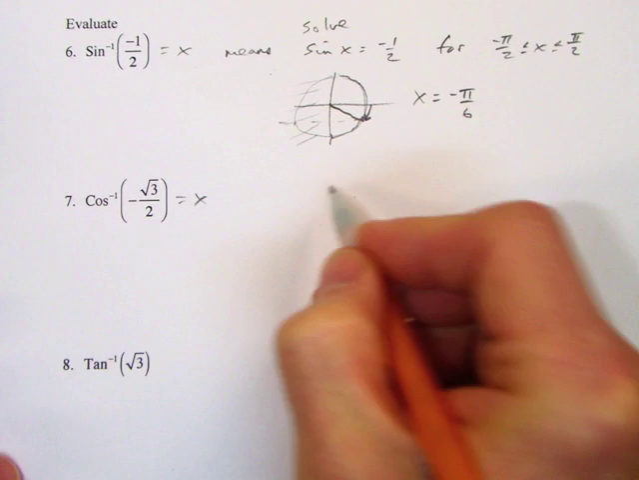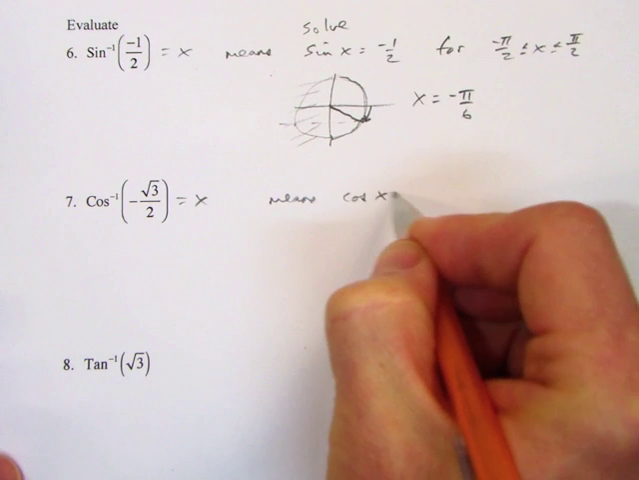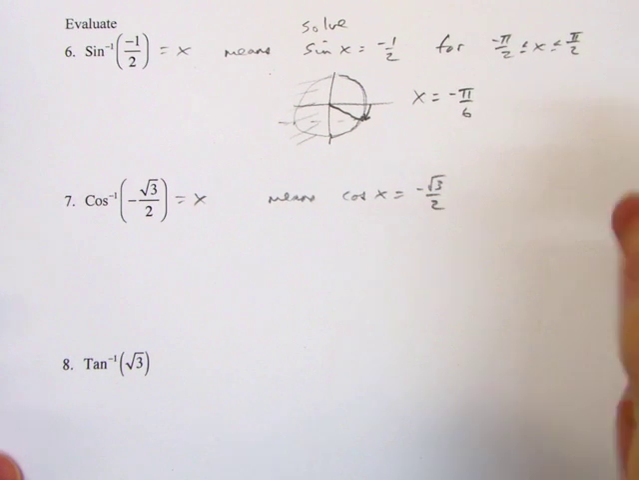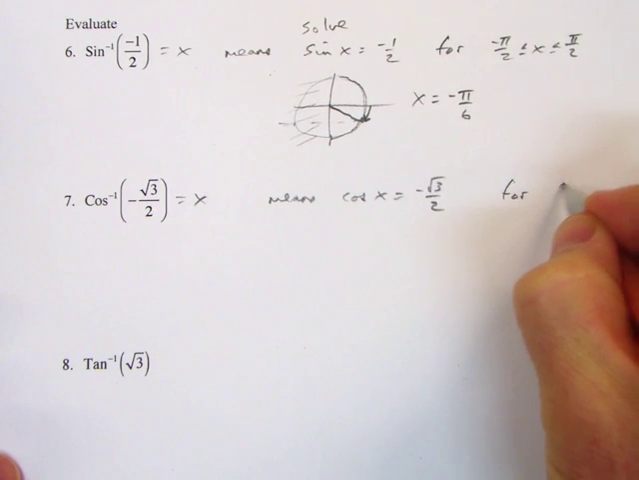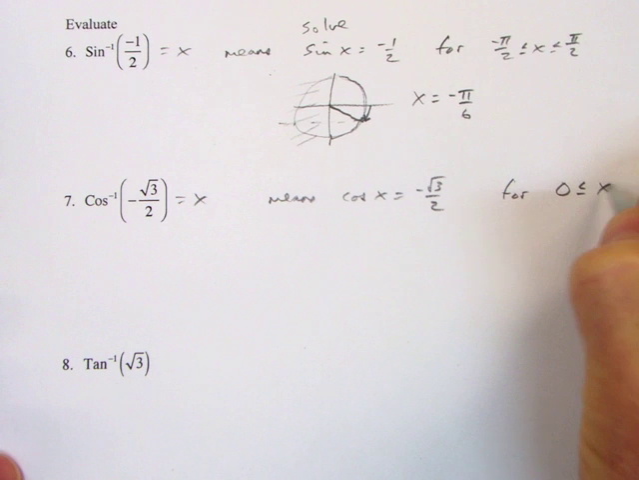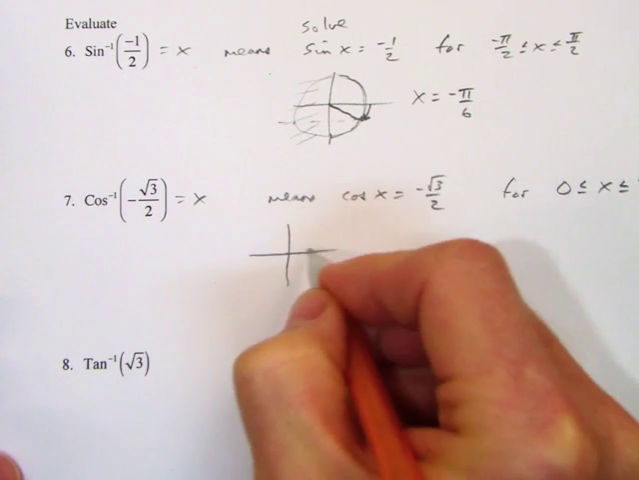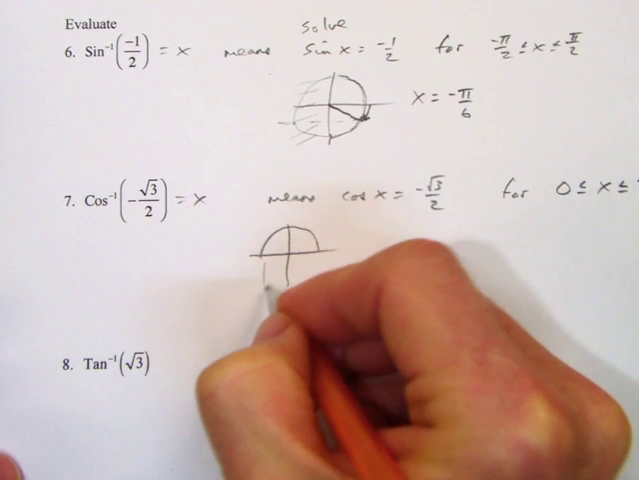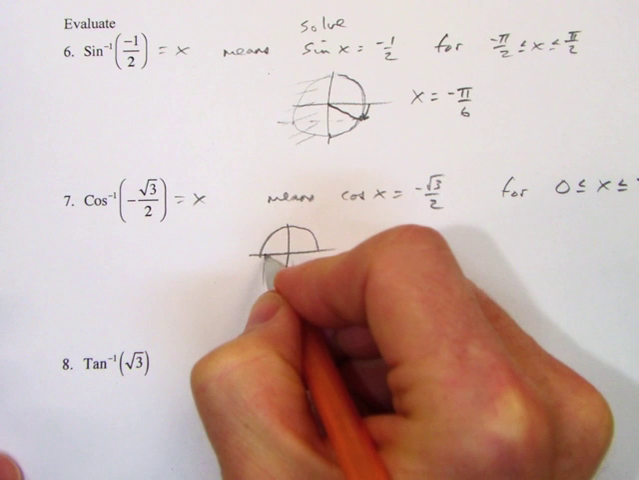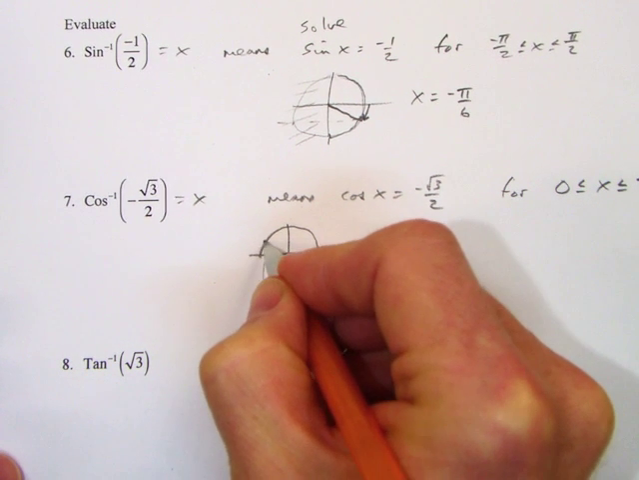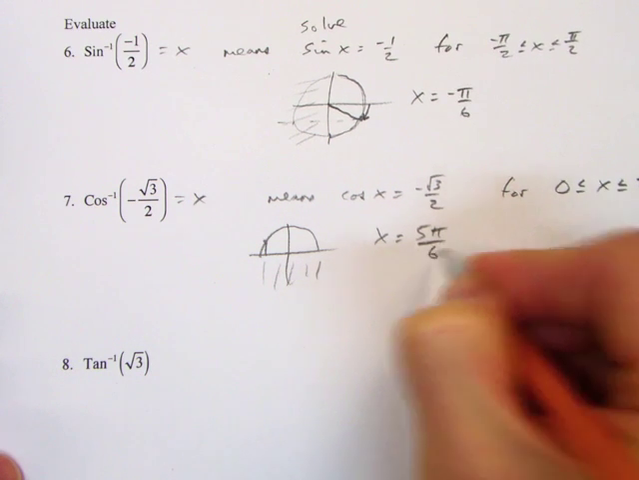So x is negative pi over 6. Let's do it again on this one. This means cosine of x equals negative root 3 over 2. Now what's our restriction for x? It is 0 to pi. So if we're looking at this, we're going 0 to pi. We only want the top half. We don't want this bottom half at all. Negative would be over here. And what would that value be? That'd be 5 pi over 6.